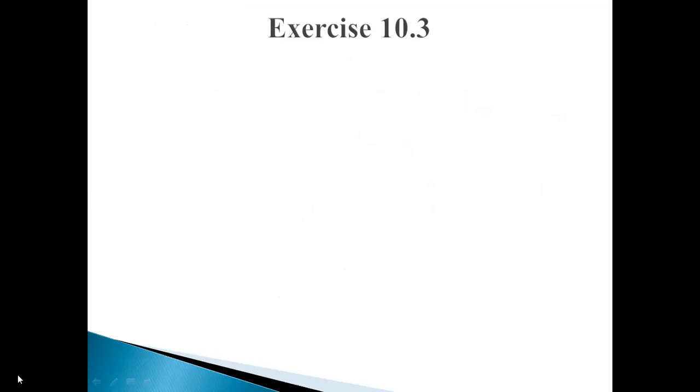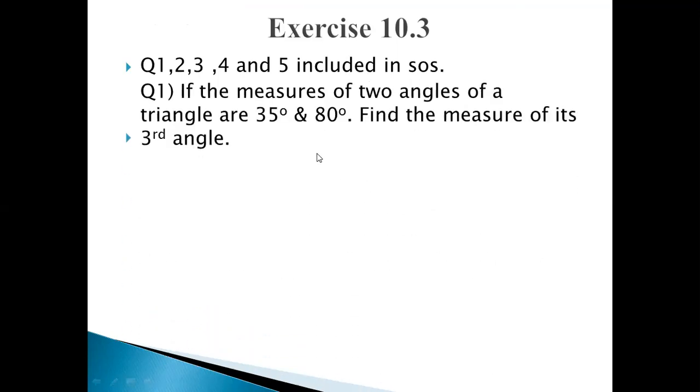Now come to the last exercise of your syllabus up to midterm. Exercise 10.3, questions number 1, 2, 3, 4, and 5 are included in your scheme of study. It means the first 5 questions are included. Look at the first question. If the measures of two angles of a triangle are 35 degrees and 80 degrees, find the measure of its third angle.